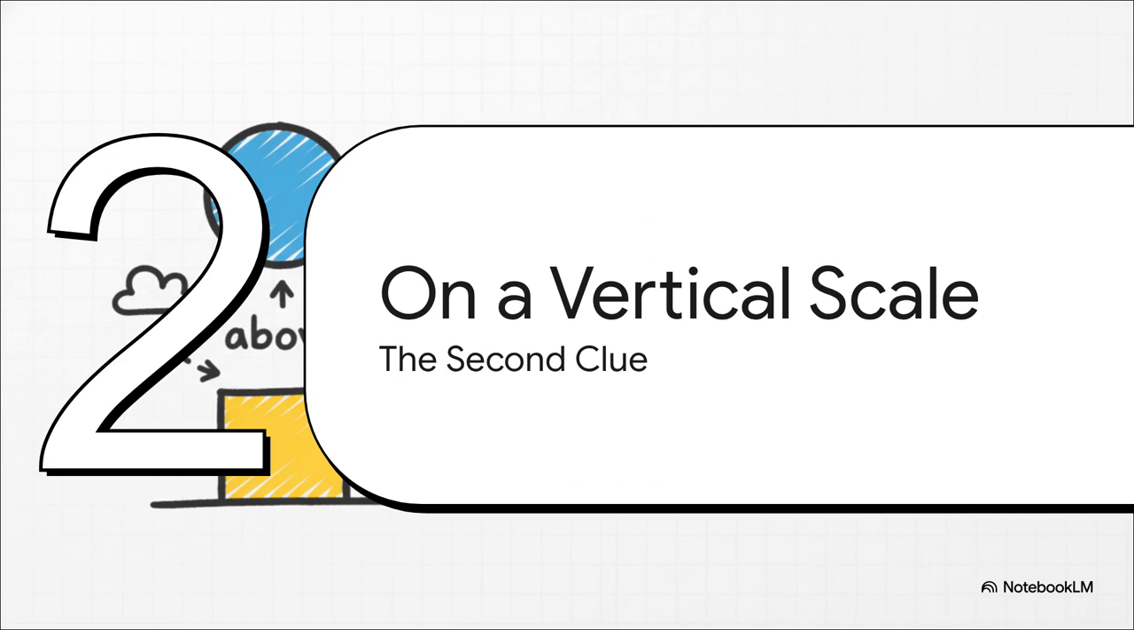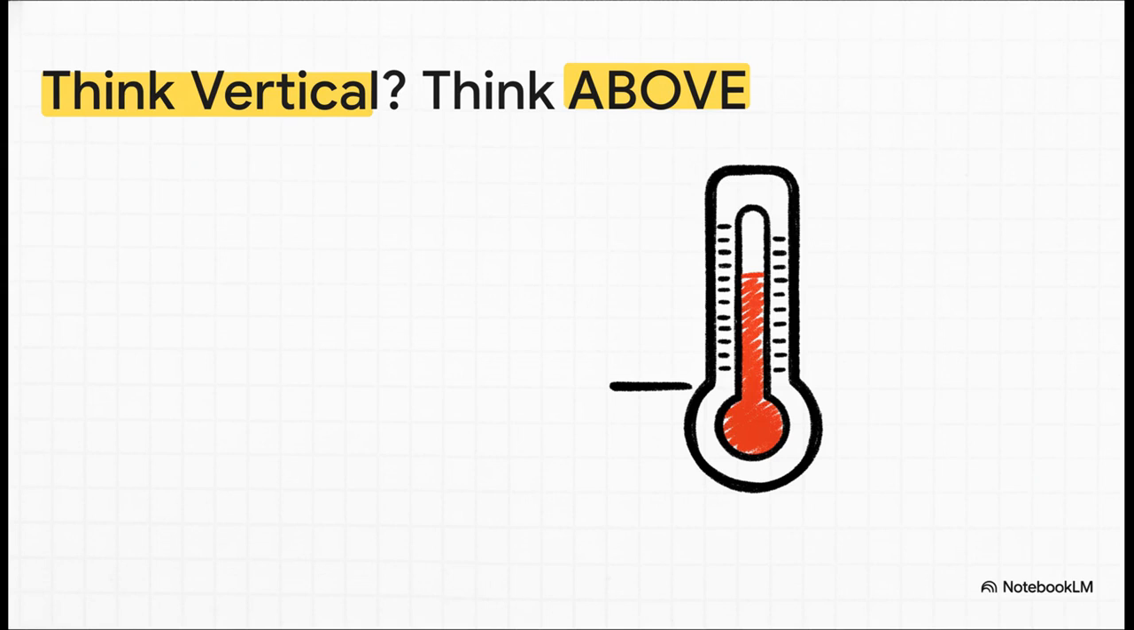But what about when we're talking about things you can't touch, like ideas or measurements? Well, our second clue has to do with things that exist on a kind of imaginary vertical scale. Whenever you can picture a vertical line, like a thermometer, a chart, or sea level, your go-to word is almost always going to be above. It's 3 degrees above zero, not over zero. A mountain is 8,000 meters above sea level. A student's score is well above average. See a pattern? It's about a fixed point on a scale.